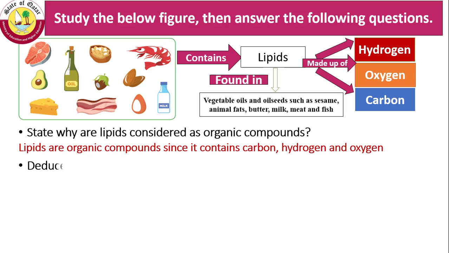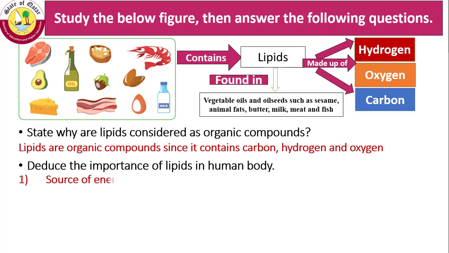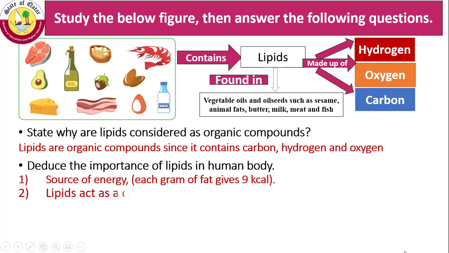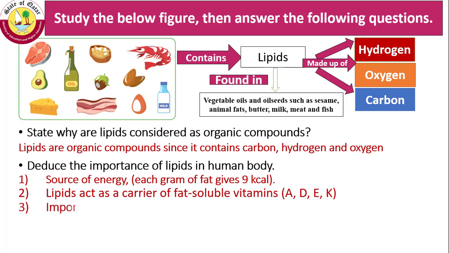Question 2. Deduce the importance of lipids in human body. They are source of energy. Each gram of fat gives 9 kilocalories. Lipids act as carrier of fat-soluble vitamins such as vitamin A, vitamin D, vitamin E, and vitamin K. It's also an important part of the cell membrane surrounding every cell in our body.